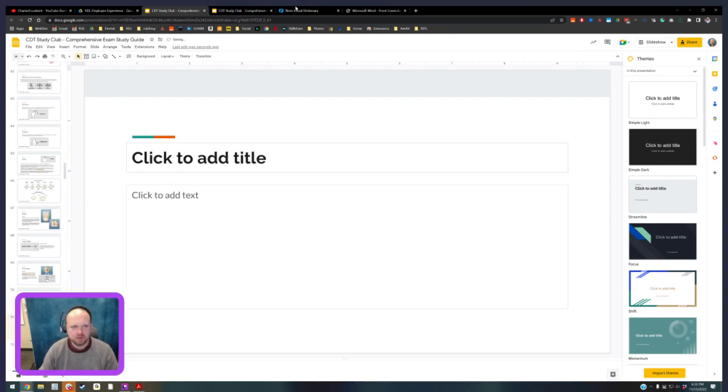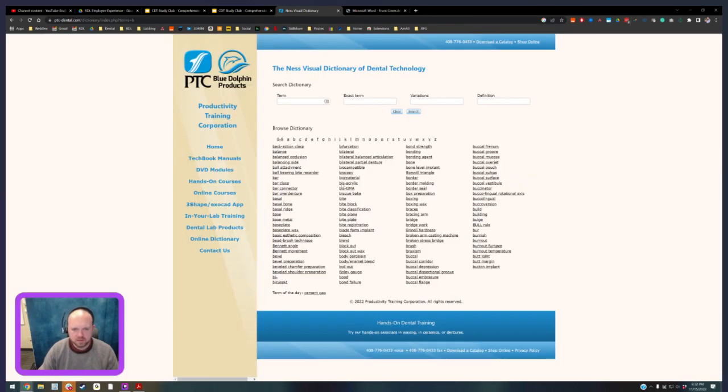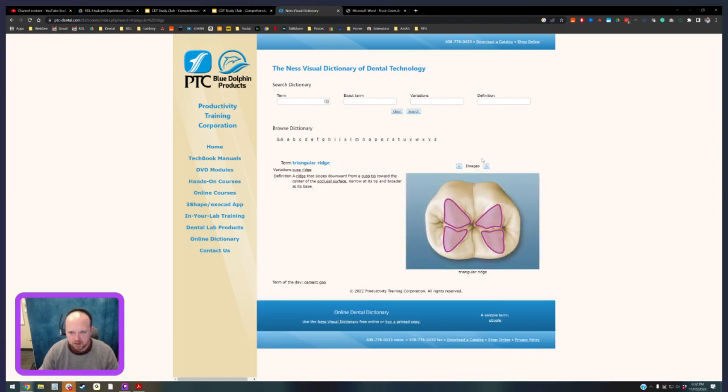Next up, we will be looking at, let's see, since we've got this here, let's go ahead and pull up what triangular ridge here is. So how do they have it? Triangular ridge. Okay. Interesting. Let's see what we're doing here.